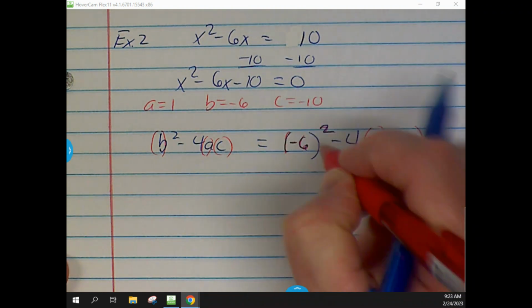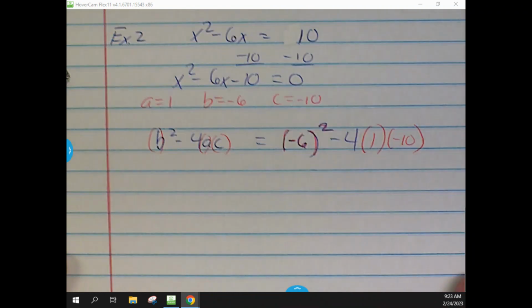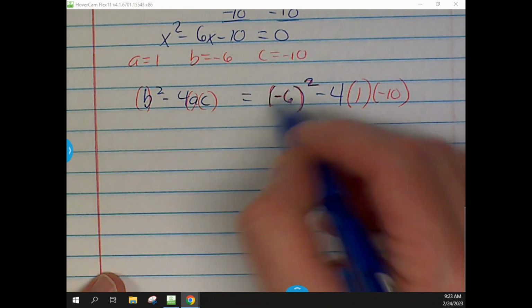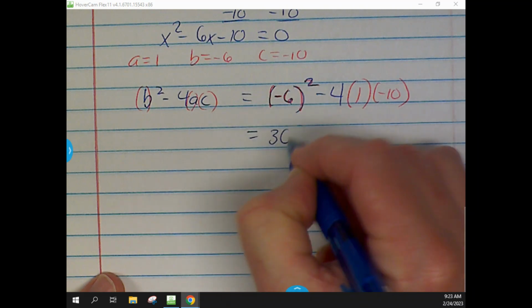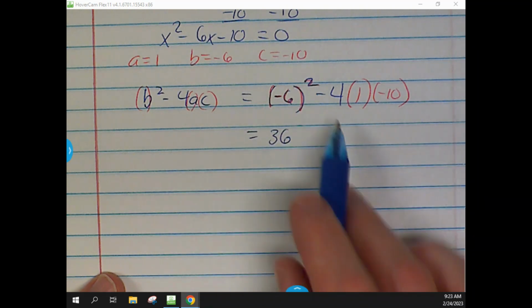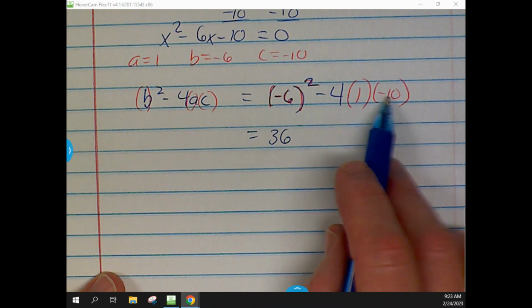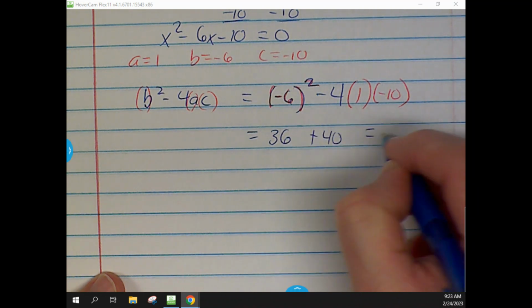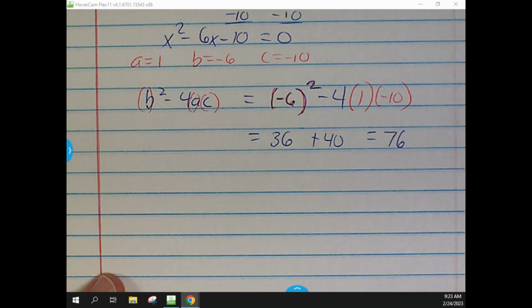Okay, so here's where it comes down to either how good your order of operations are or how good your calculator skills are. If it's negative 6 squared, that should be 36. If you've got negative 4 times 1, that's negative 4 times negative 10. That should be a positive 40. So I'm getting that should be a 76.